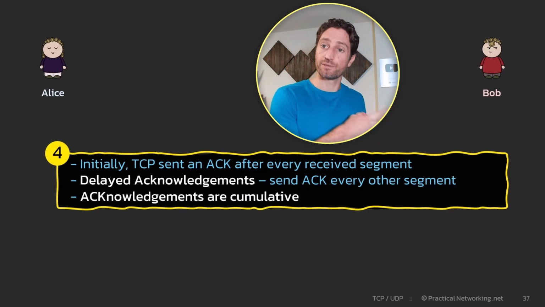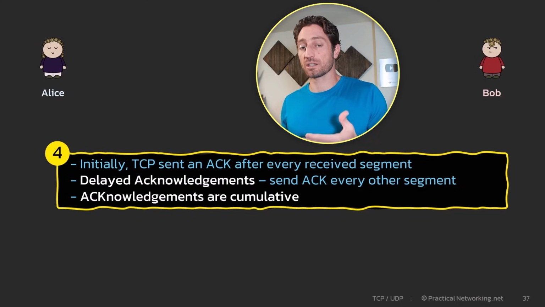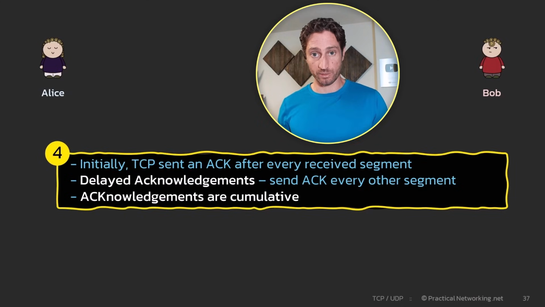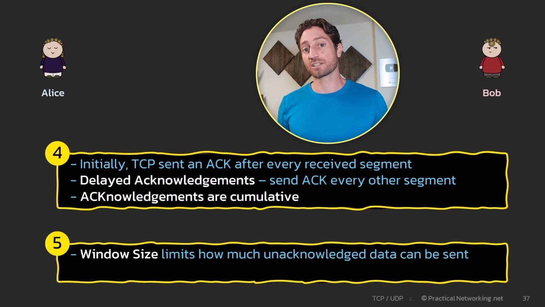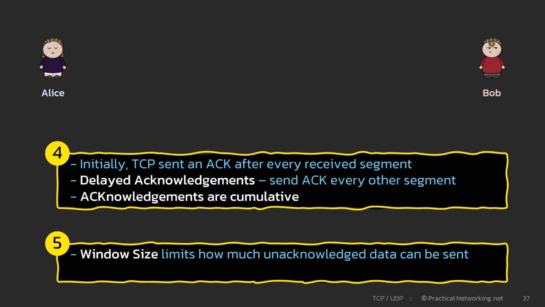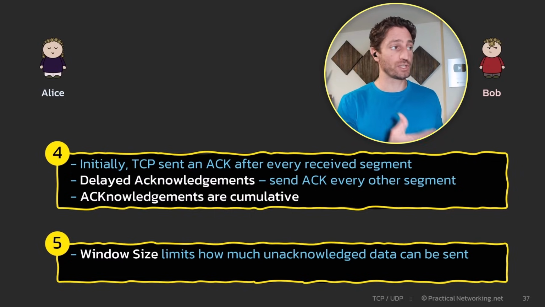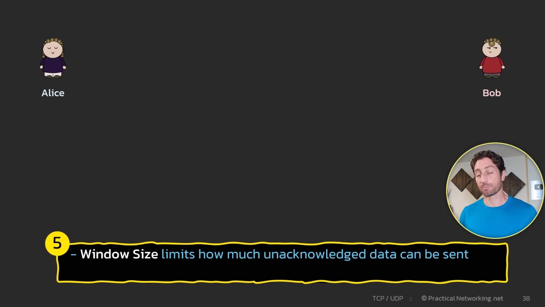Whereas idea number 5 has to do with how much data the sender can send before it must wait to receive an acknowledgement number. Idea number 5 has to do with the window size. The window size sets a limit on how much data can be sent before the sender has to stop and wait for an acknowledgement. The window size is something set by the receiver.